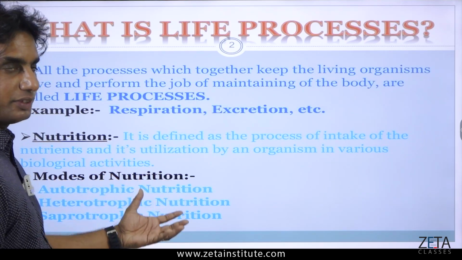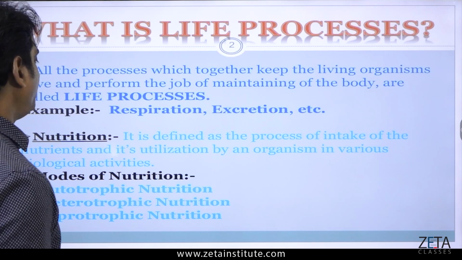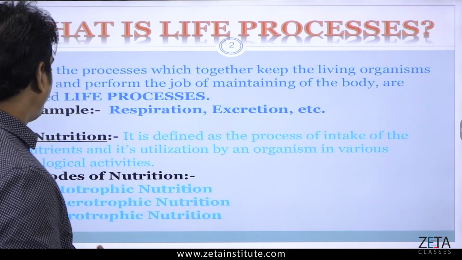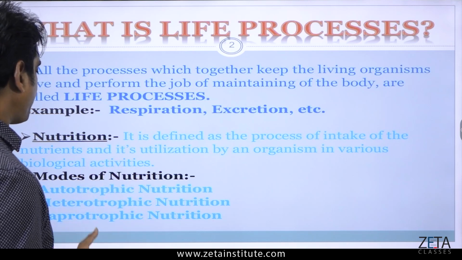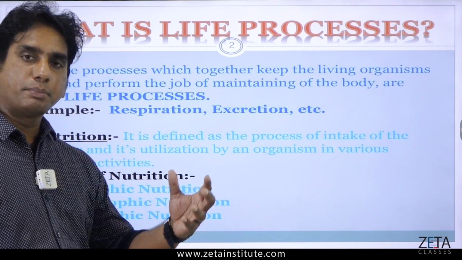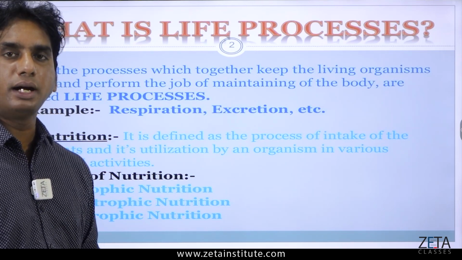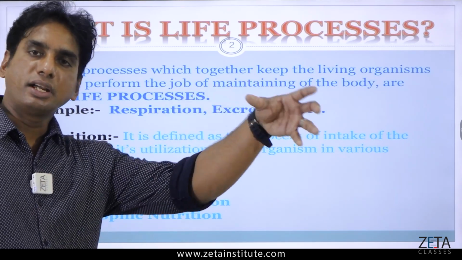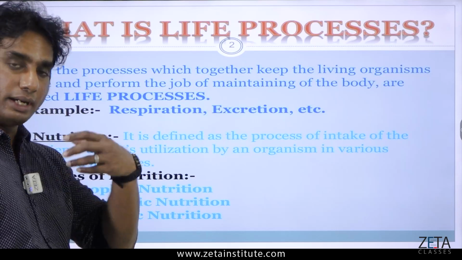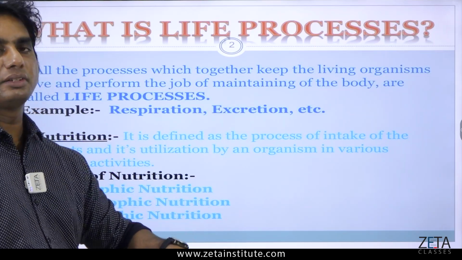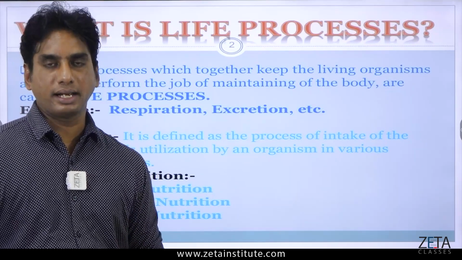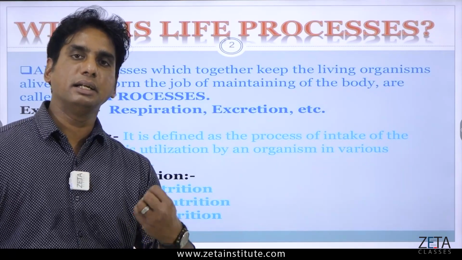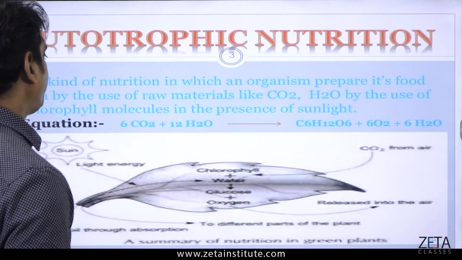First of all, we start with nutrition: the process of intake of nutrients and utilization by the organism in various biological activities. How we take in food, it can be autotrophic, heterotrophic or saprotrophic. Autotrophic means green plants, they prepare their food by photosynthesis. Heterotrophic means we animals, we consume food prepared by the plants. Saprotrophic means those who feed on dead and decaying organic matter, like scavengers, termites, crow, vulture, bacteria and fungus, which are saprotrophic in nature.